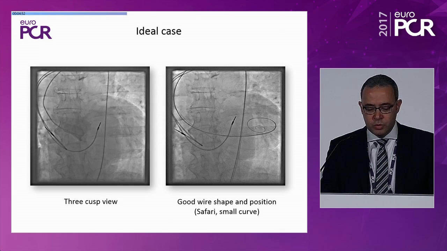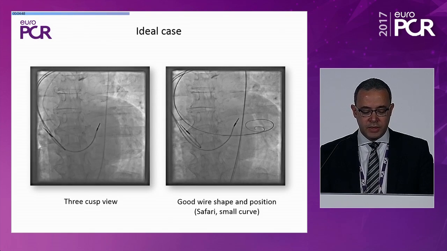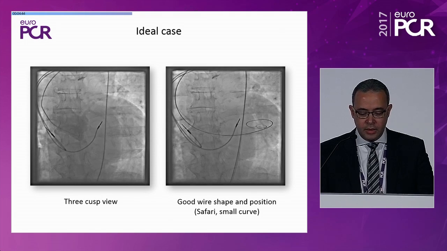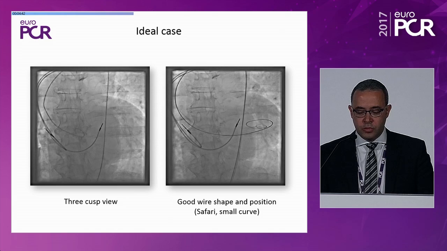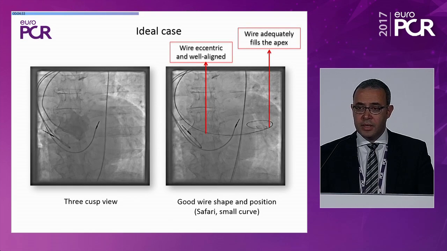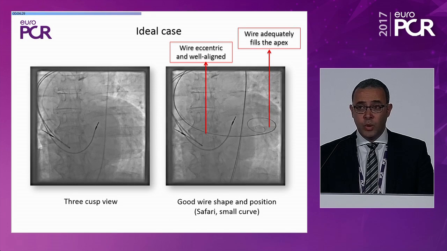So I'll show you 3 cases. I'll start with what I call an ideal case. You can see here on the left-hand side the usual 3-cusp view, and you appreciate the horizontal angulated aorta. And you see on the right-hand side a good wire shape and position. This is a Safari wire with a small curve. And what I mean by a good wire shape and position is that the wire adequately fills the apex, and the wire is eccentric and well aligned.